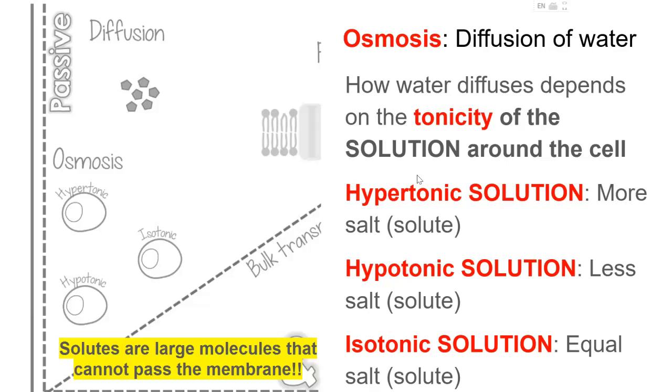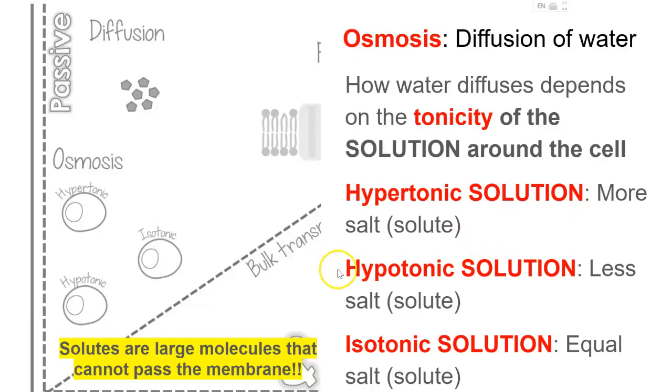Okay, now we can have 3 different types of solution. Okay, first of all, we can have a hypertonic solution. Hyper means more than, right? Hyperactive kids have more or too much activity. Okay, hypertonic means more salt in the solution. Okay, we are always going to describe the solution with these terms. We never describe the cell.